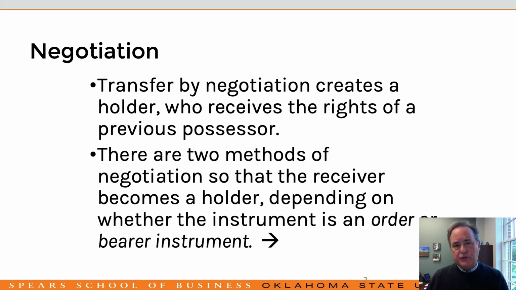When we transfer a negotiable instrument, a promissory note or a check, through the process of negotiation, it creates a holder. And a holder is going to receive all of the rights of the previous possessor of the negotiable instrument. Now, there are two methods of negotiation so that the receiver becomes a holder, depending on whether the instrument is an order instrument or a bearer instrument.